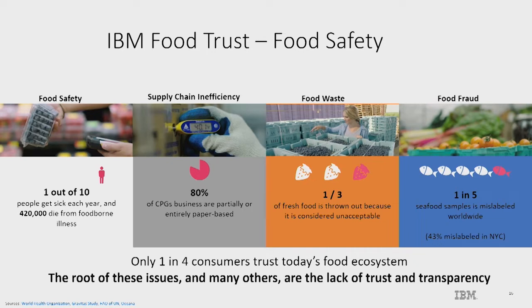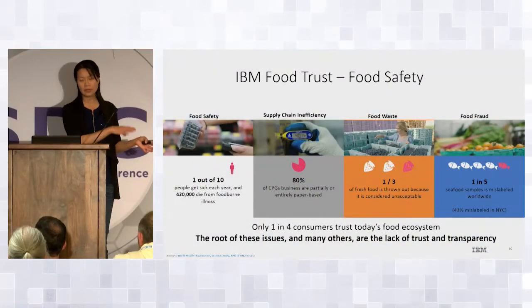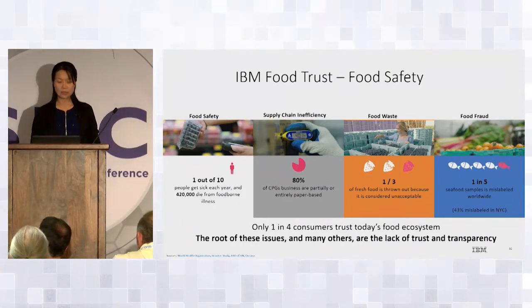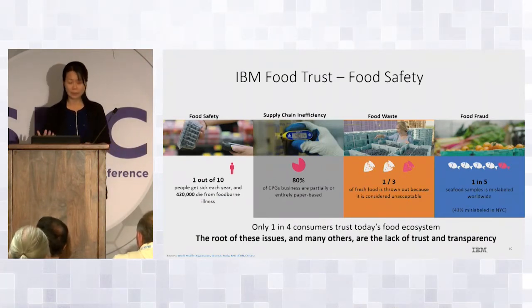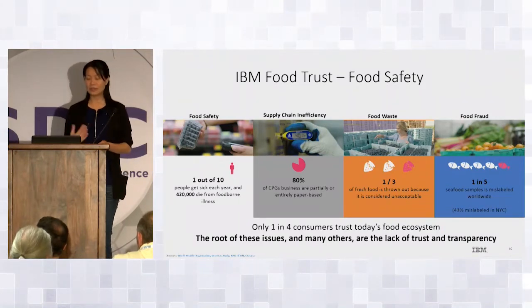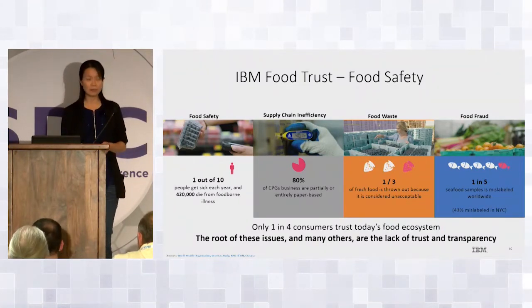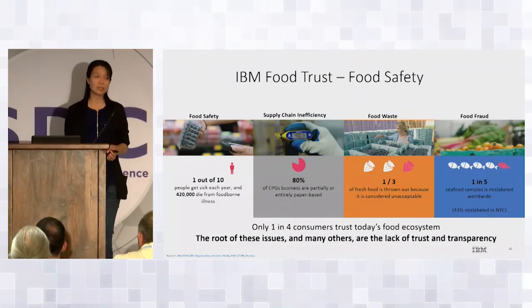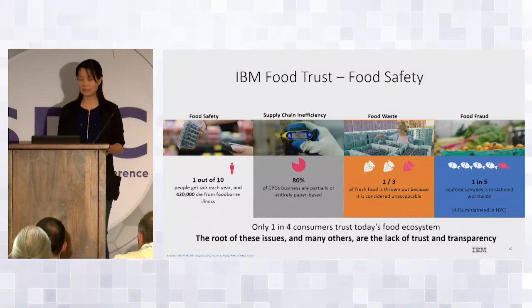And then the food supply chain is actually a very inefficient process, because between the farmer and the retailer the whole process is very complex. They're also very paper-based, so it's very inefficient. Food waste is another problem. 1 out of 3 fresh food is going to be thrown out, either because it might be ruined during transportation or for other reasons. Food fraud, I'm not sure if you know that.